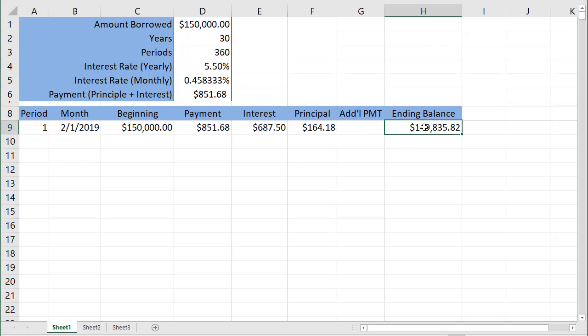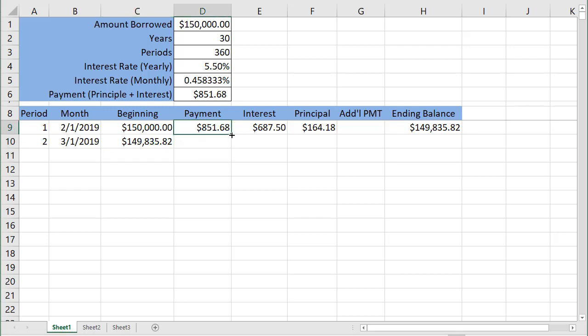So next we move on to period 2, and this is going to be March of 2019. I don't have to enter this in every time. I'll show you how to do stuff really fast later. So the beginning amount I have is what was left at the end of last month, which is $149,835.82. So I set that cell equal to that. So that brings that right back down.